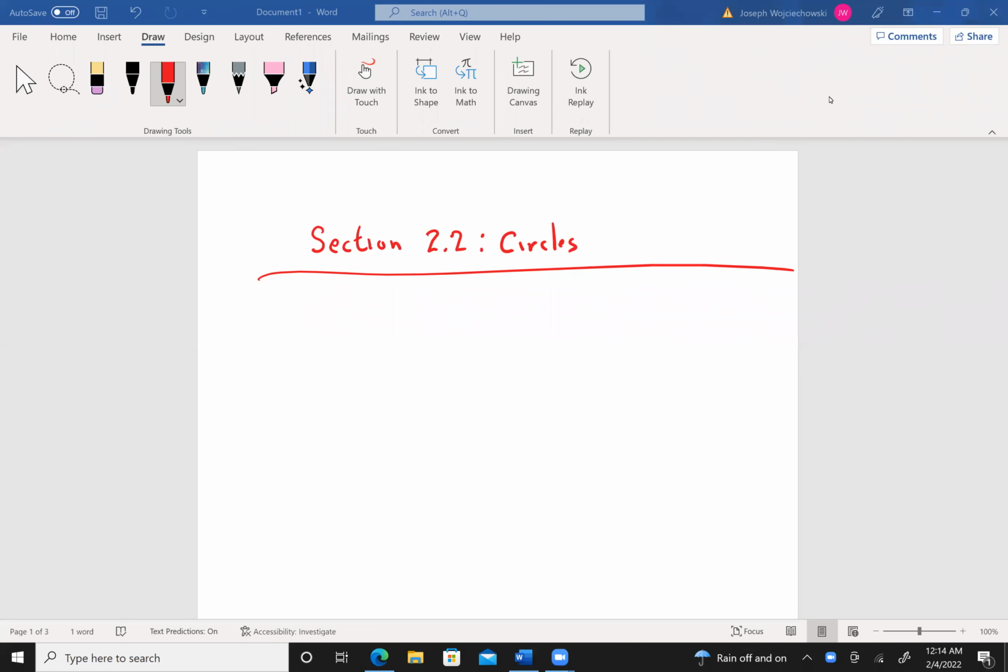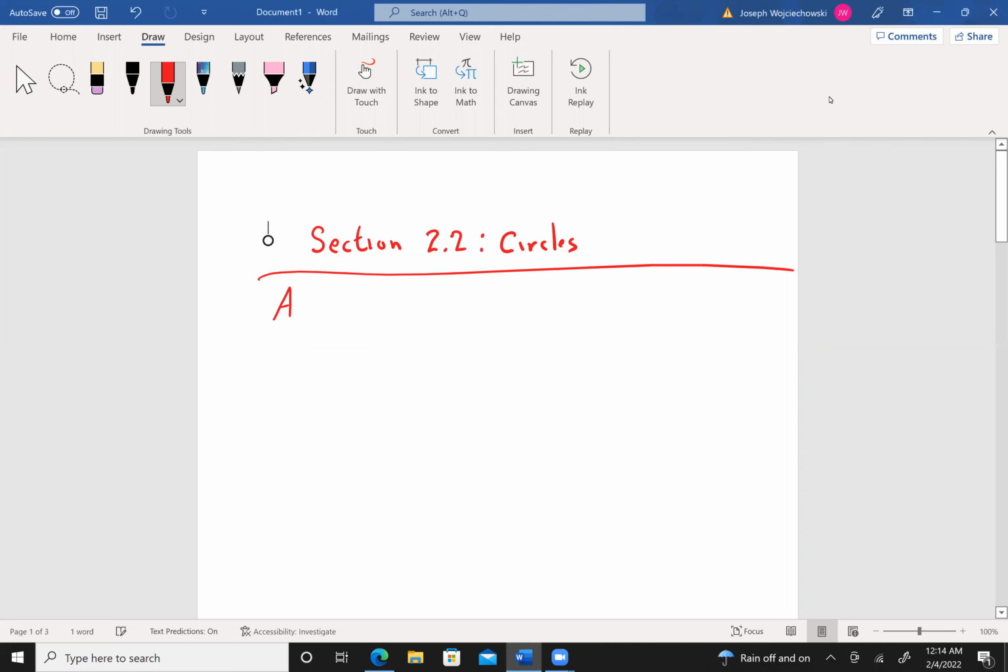Okay, so today we're going to look at section 2.2, circles. Now we all know what a circle is, we know what it looks like. But it's always good to have the official definition.